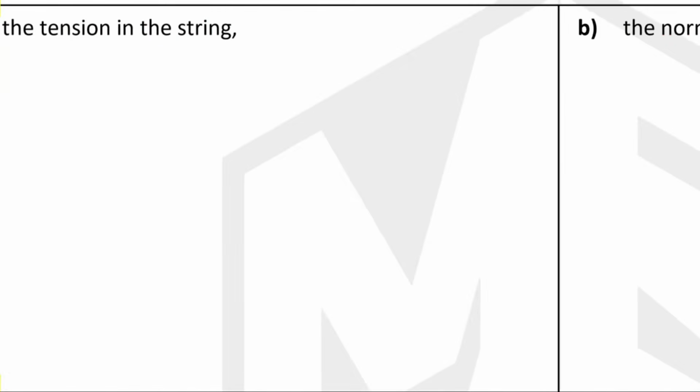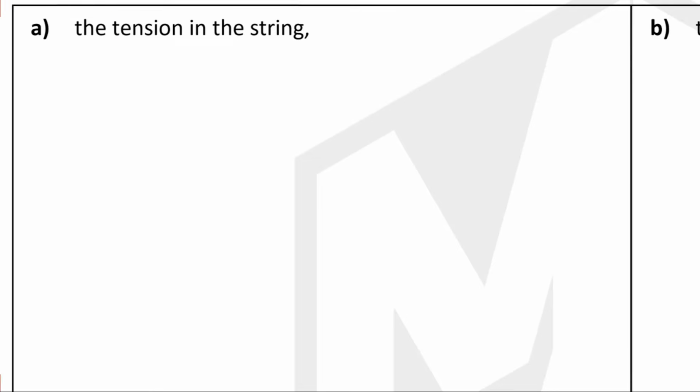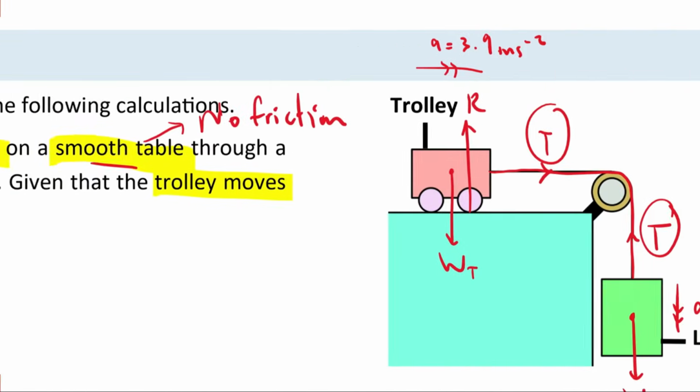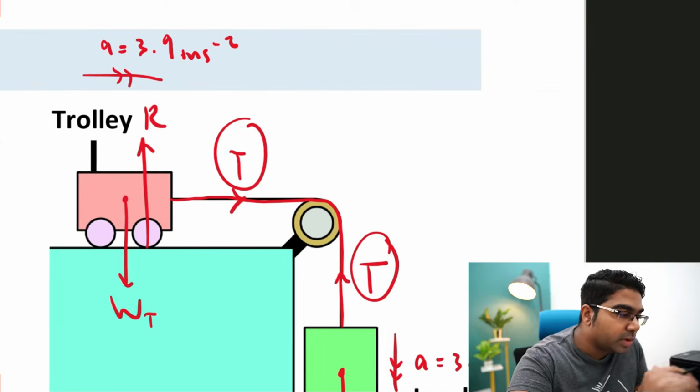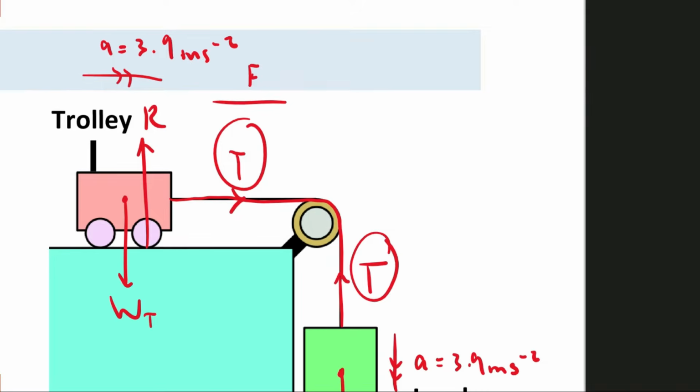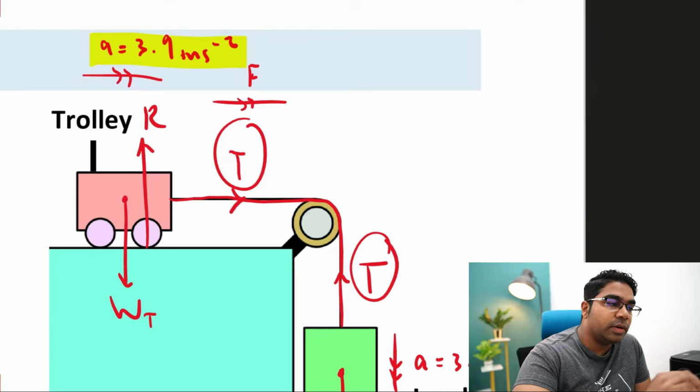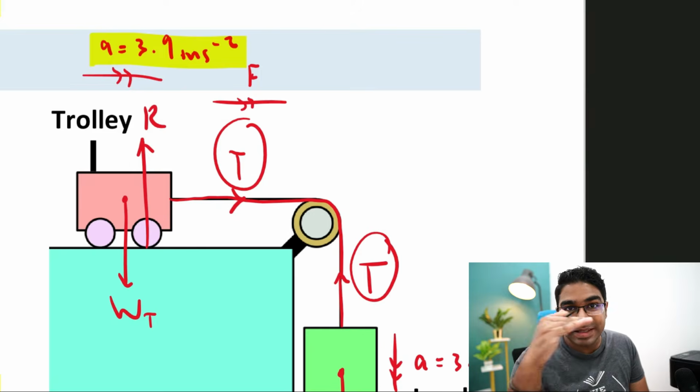Let's try a question. Calculate the tension in the string. When we look at this diagram, we look at the motion of the trolley. The resultant force acting on the trolley has to be towards the right. This is because the acceleration is towards the right, and therefore we are going to look at all the forces in this direction.